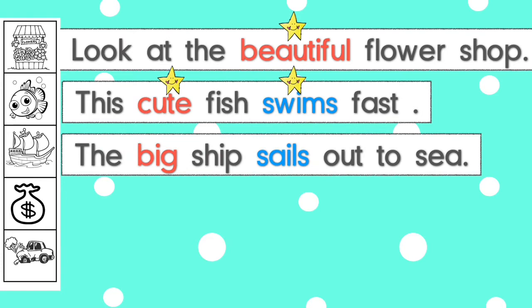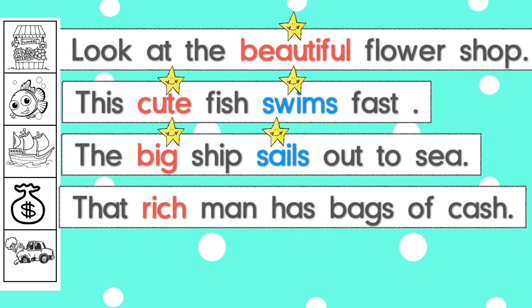Then, oh, look at this one. The big ship sails out to sea. So big tells us what the ship looks like. Maybe it's an old ship or a new ship. And yep, you've got it. Sails is a doing word. It tells us what the ship is doing. It's sailing.